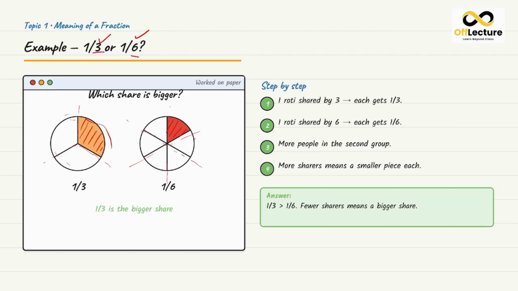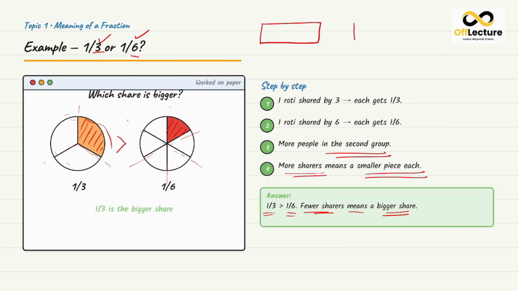Okay, and from the visual representation only you can see that this part is bigger than this part. It means more people in the second group, and more sharers means a smaller piece each. That is, 1 by 3 is greater than 1 by 6, meaning fewer shares means a bigger share. Okay, and this example can be worked with the rectangle also.